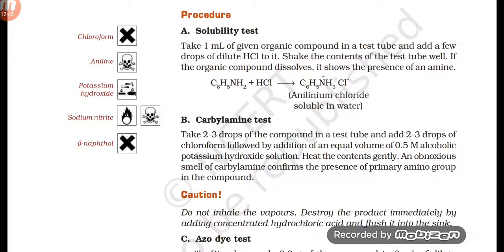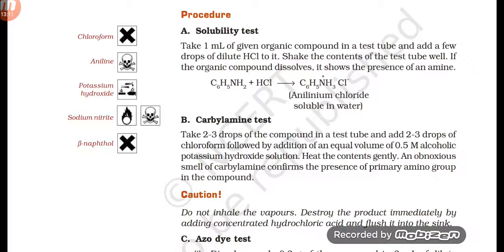So, solubility test. Take 1 ml of a given organic compound in a test tube and add a few drops of dilute HCl to it. Now, shake the contents of the test tube well. If the organic compound dissolves in it, this shows the presence of an amine. For example, when we add dilute HCl to aniline, it gives anilinium chloride, which is soluble in water.